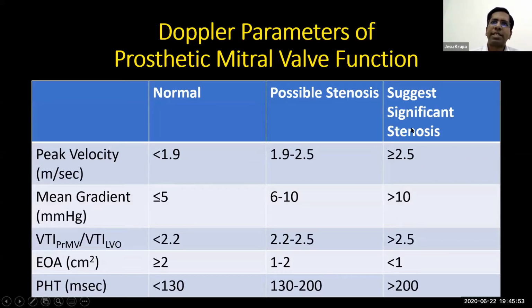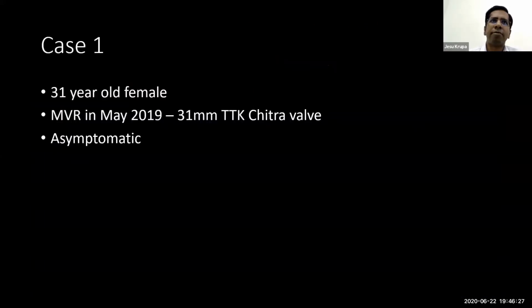And what suggests significant stenosis is a pressure half time of greater than 200, EOA less than 1, a DVI greater than 2.5, and a peak velocity greater than 2.5, that is the peak E-wave velocity, mean gradient greater than 10. And anything in between we label as possible stenosis. So these are the different categories. These are just some numbers to remember broadly. As we go through cases, I hope it will get reinforced.